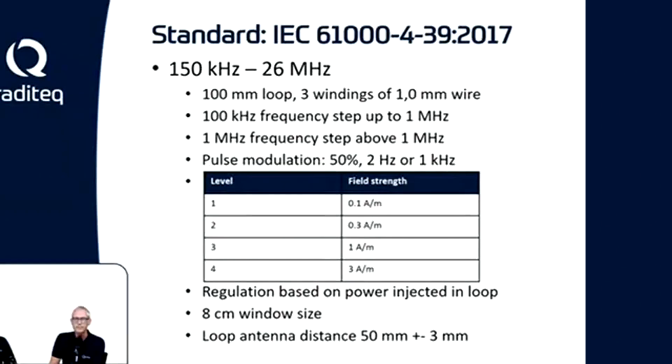Also, the levels are different, so they are significantly lower because of the higher frequency range. Also, lower magnetic fields are being tested. For this frequency range, it's advised to use the regulation based on the power injected inside the loop, not the current flowing through the loop, but the power being injected in the loop. So that's a different technique, a different calibration method, not completely different, but with slightly different settings, but it can all be done with RadiMation. And this specification specifies that an 8 centimeter window size should be used, again with a 5 centimeter distance of the loop to the EUT.